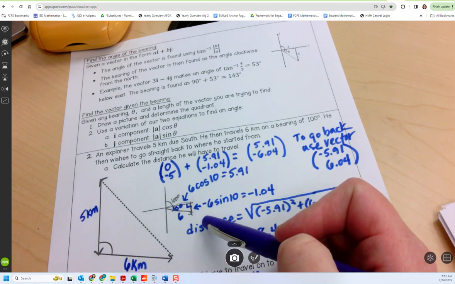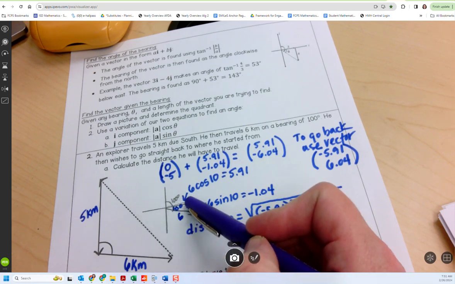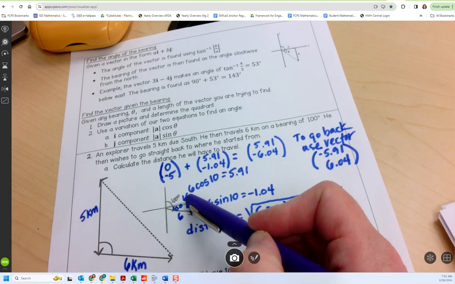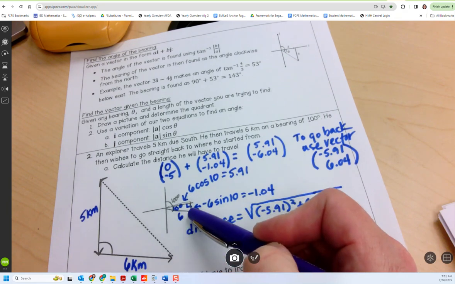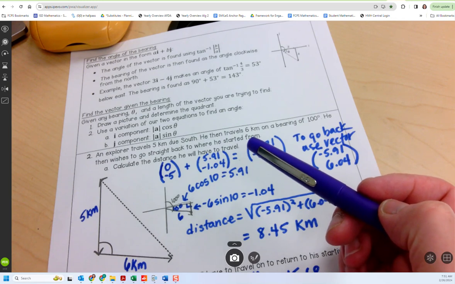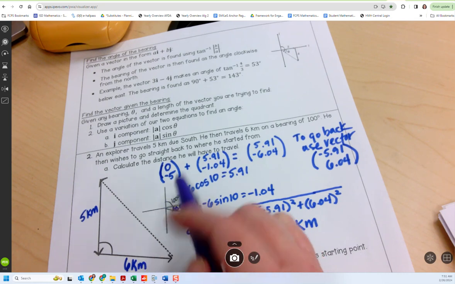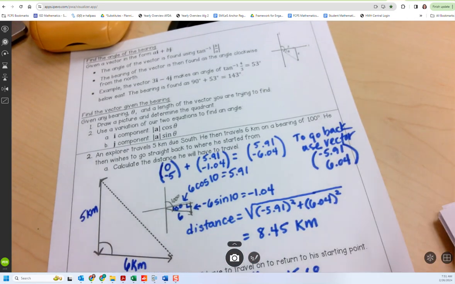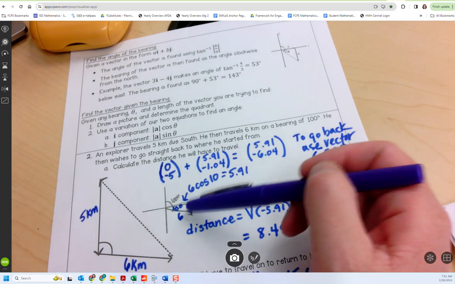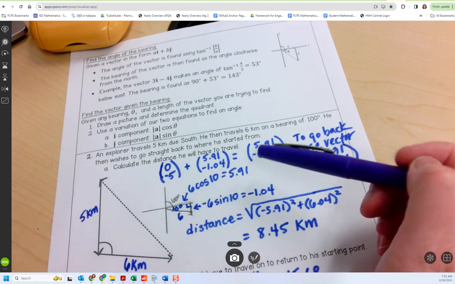coordinate plane. So here's 100 degrees. It goes 10 degrees below the x-axis, and you can draw a right triangle in here. We put the 6 on the hypotenuse, that's the 6 kilometers. And then you can do a sine or a cosine equation. The sine will find your y, and the cosine will find your x, which is really just the same as these here, the i component and the j component. The y value is negative because it's going down, and the x is positive because it's going to the right.